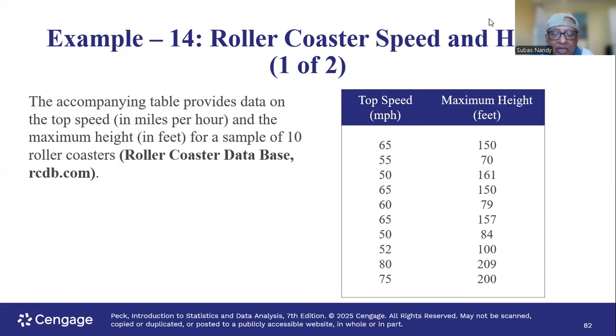So 65, enter, 55, enter, 50, enter, 65, enter, 60, enter, 65, enter, 50, then 52, enter, then 80, enter, 75, enter. So again, x values, maximum height, in L1, and corresponding y values, top speed, in L2.